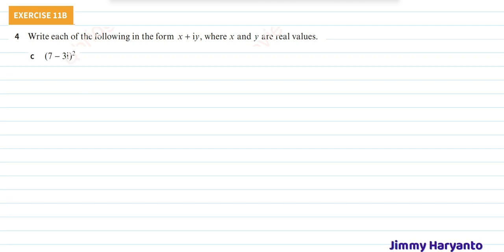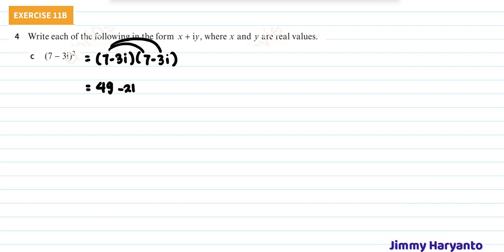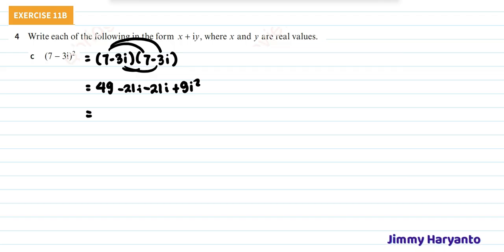The next is C. For C, we have to square. To square a complex number, you only have to rewrite it like this, and then you multiply it one by one. 7 times 7 equals 49. This times this equals negative 21i. This one is negative 21i, and the last one is positive 9i squared. Since i squared equals negative 1, this one will become negative 9. 49 minus 9 equals 40. And then this one is negative 42i. This is the answer for question 4c.